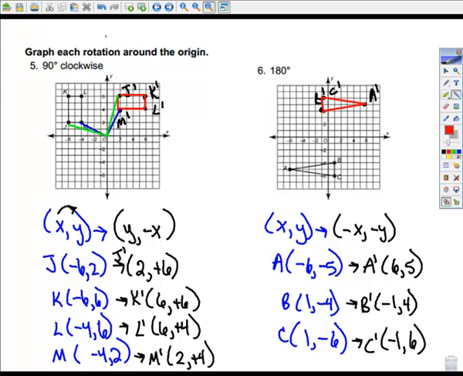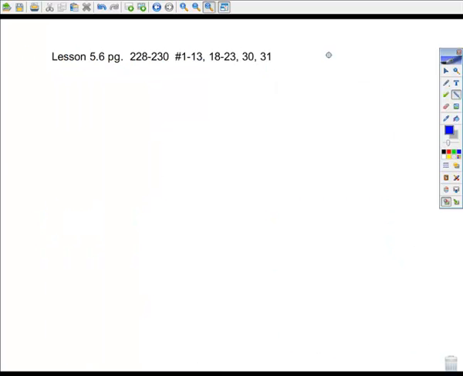And here, this is kind of cool as well. If you take, let's say A to the origin, and then A prime to the origin, you're going to get a straight line, which is 180 degrees. And the same thing will happen with the other two vertices. If I did B to the origin, to B prime, etc., I would still get a straight line.